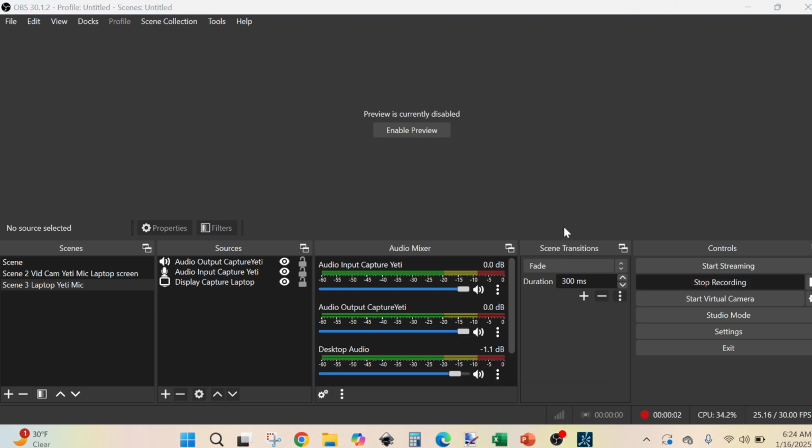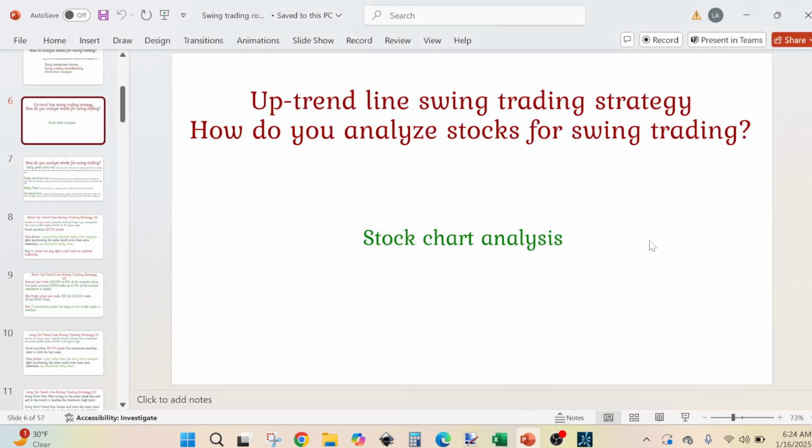Hello, swing trading. How to analyze stocks for swing trading using the long option long swing trading strategy. Part 4.